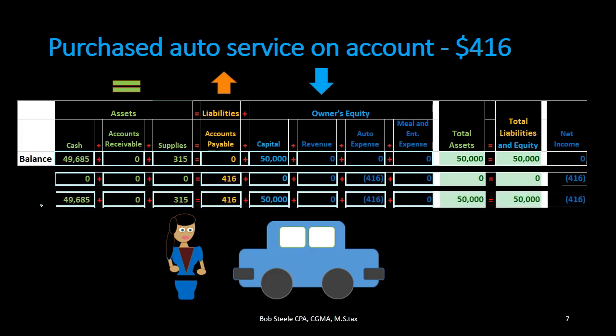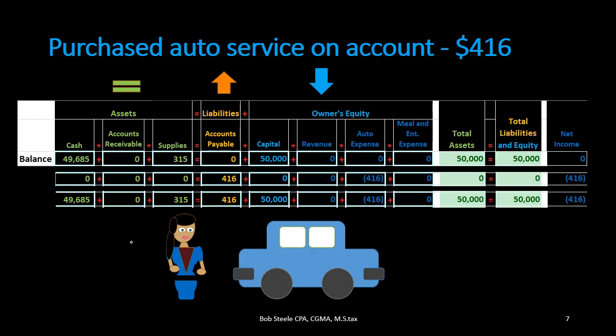If we look at the balance side, then we're going to say that cash started at $49,685. Nothing happened during this transaction. Ending balance $49,685. Accounts receivable, nothing before, nothing after. Supplies started at $315 plus 0, $315 is the ending balance. Accounts payable was at 0 before this. We are increasing it $416 to $416. Capital $50,000 before this. Nothing happened, still $50,000. Nothing in revenue. Auto expense 0 minus the $416 to $416.